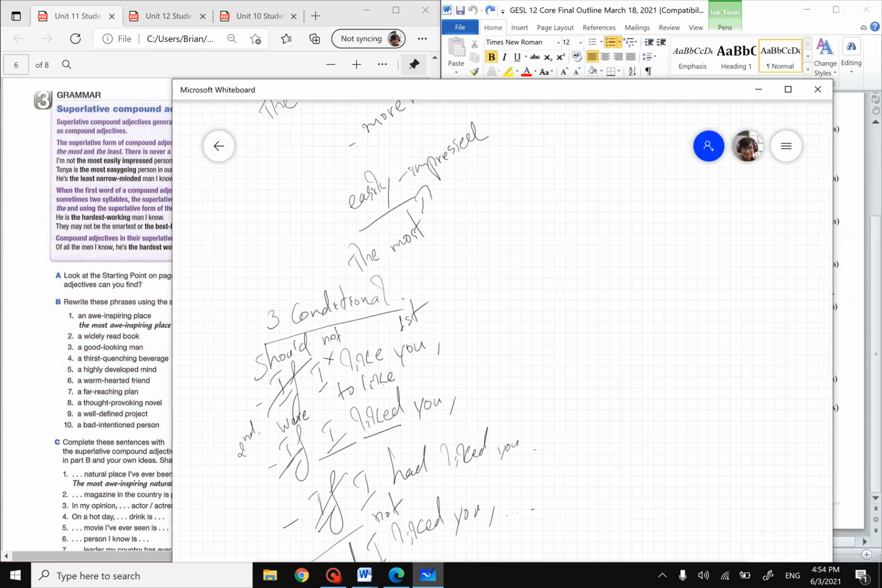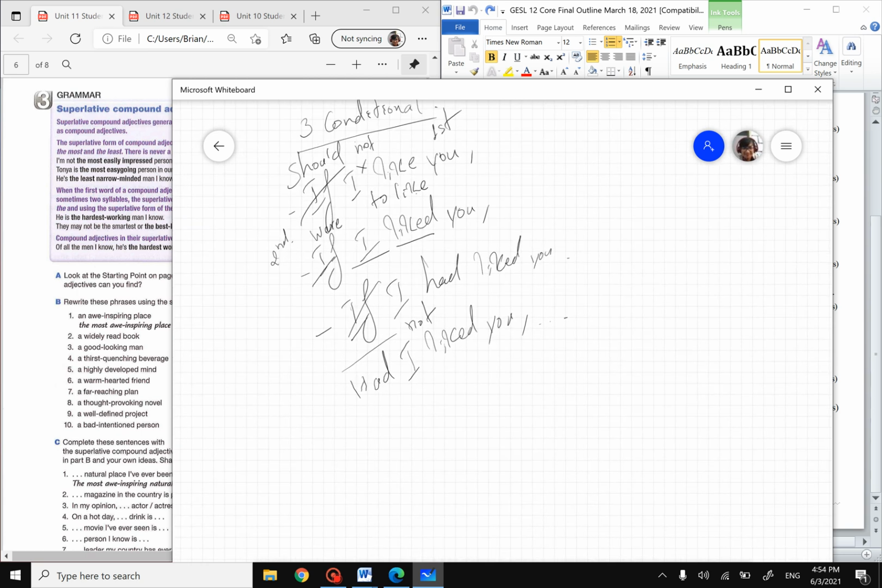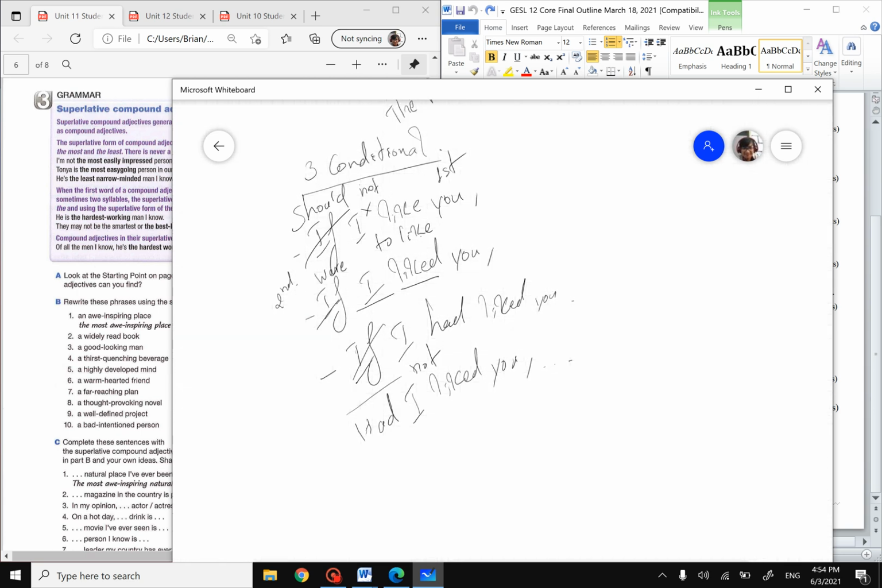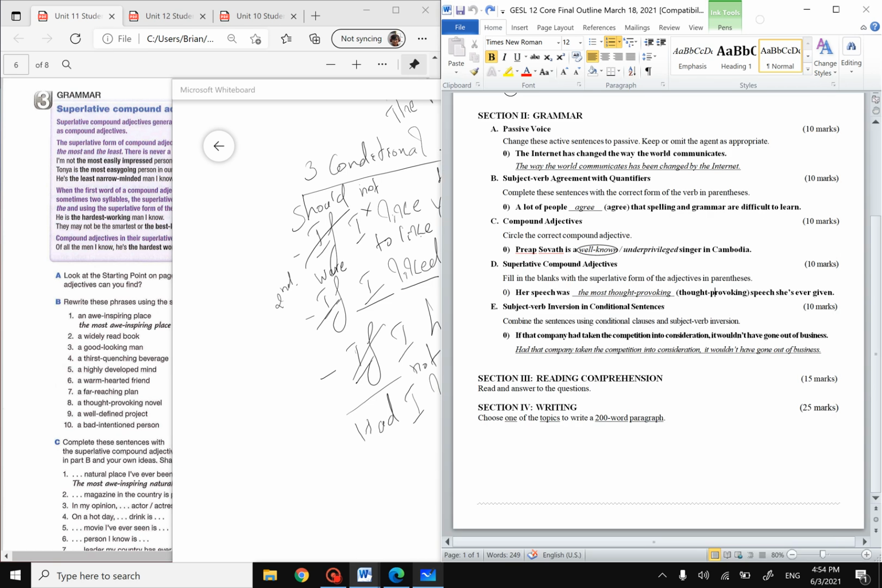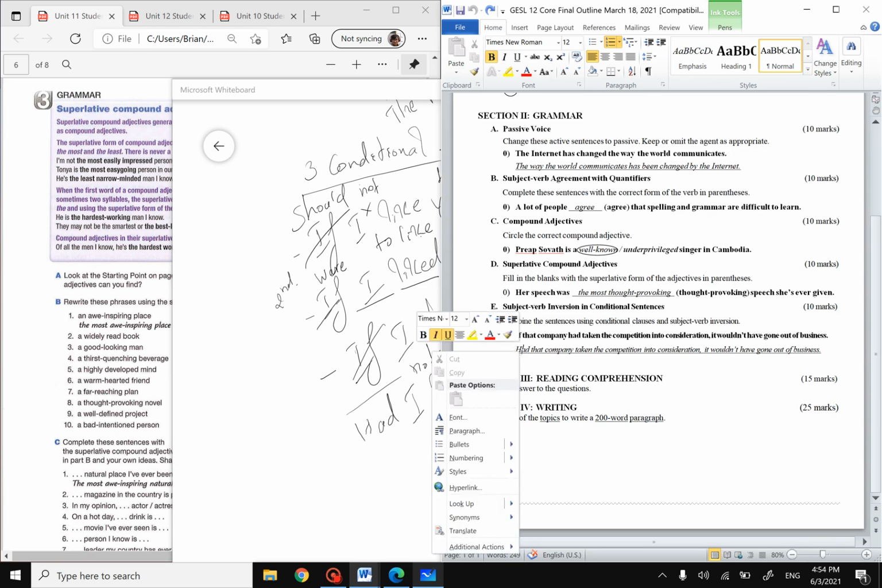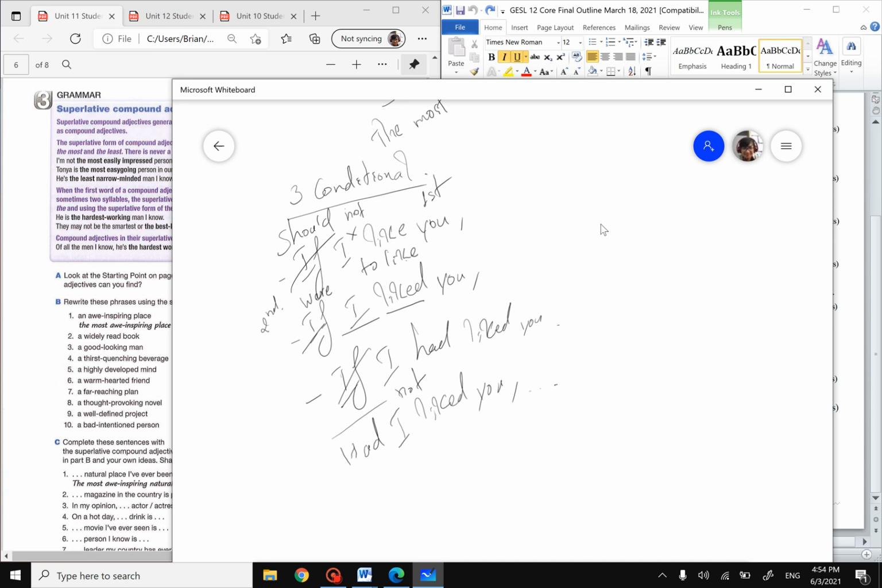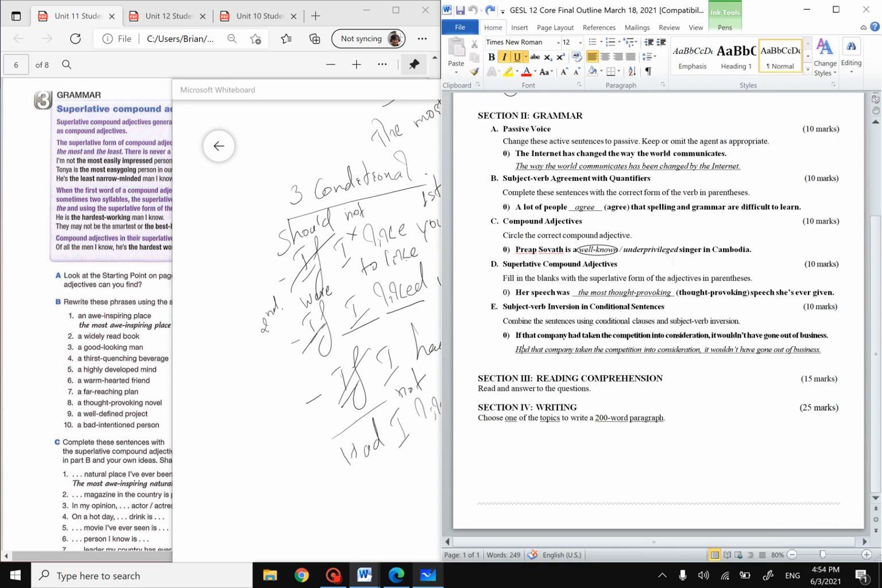And the last one is subject-verb inversion, the one that we have just studied, very hard. Basically, they want you to invert the conditional sentence that is given. We have three conditionals: first, second, and third. So what you have to do first is decide if this conditional is first, second, or third.